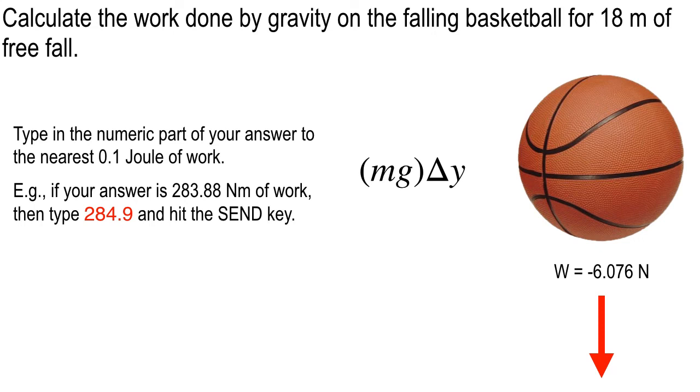Make sure you round off correctly. It's gaining speed, so the work should be a positive number. And this is what you're calculating: the work, F delta y.